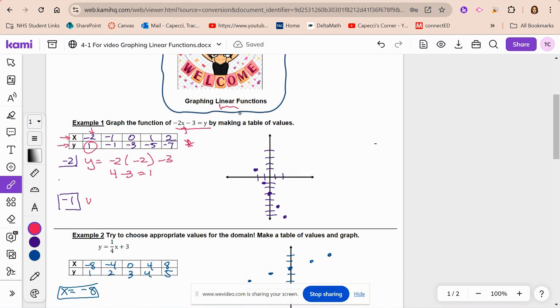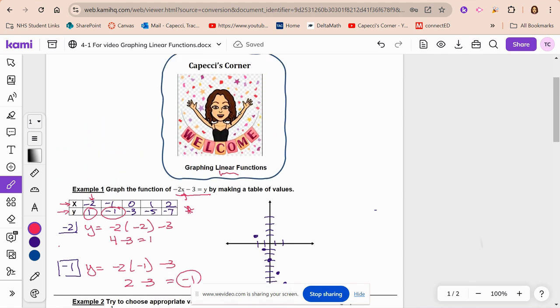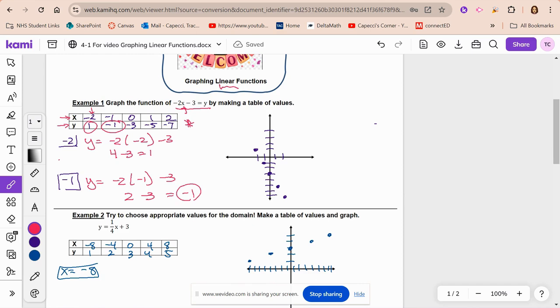All right, let's try another one. Same thing, I have my x. I'm going to substitute in negative 1: 2 minus 3, which equals negative 1. Now I have plotted all those points. When we know it's a function and we know it's a linear function, we know that our values should make a line. So when you plot the points, if it doesn't look like it's going to be a line, then you should go back and look at your table and see where your mistake is.